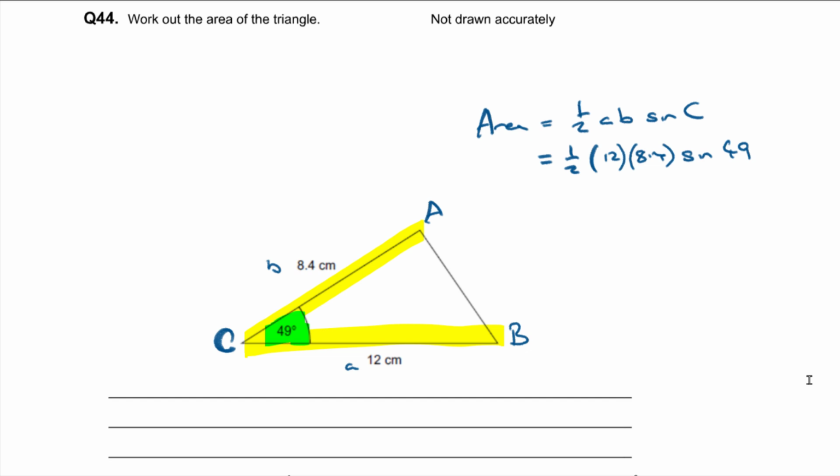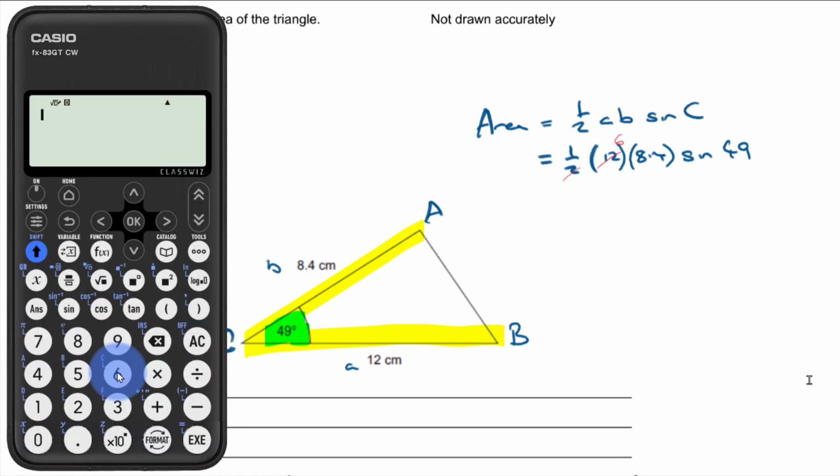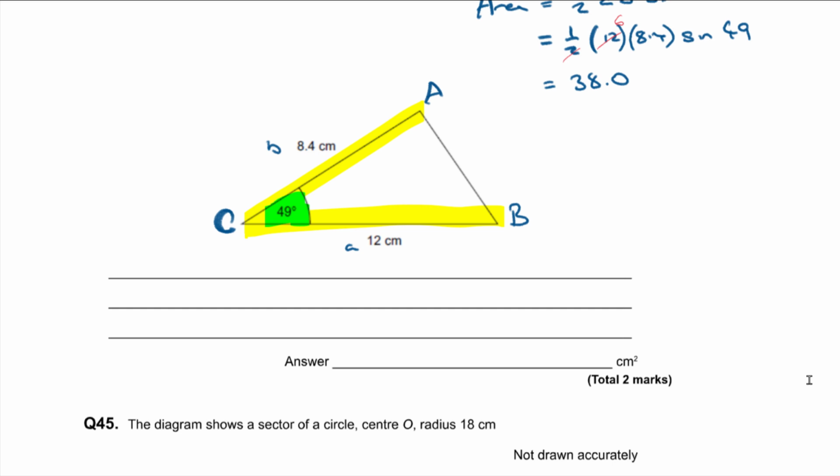Right, so I might just halve that and get 6, just to make things a little bit easier to type in. So 6 times 8.4 times the sine of 49. That is 38.0. Okay, so that's my answer, 38.0 centimeters squared, I guess.